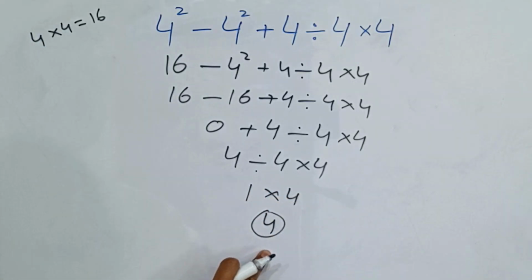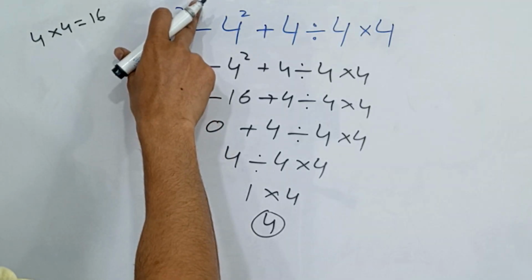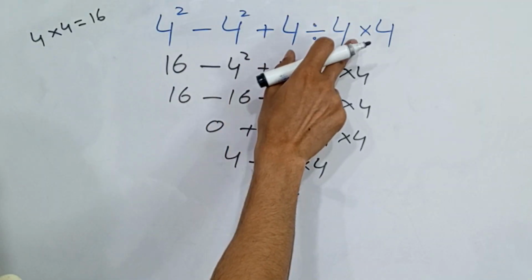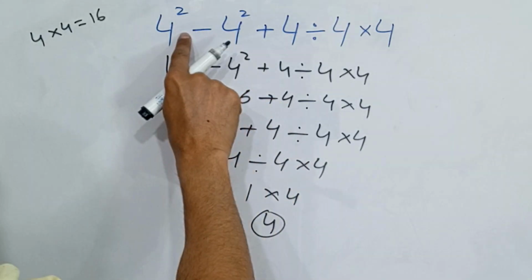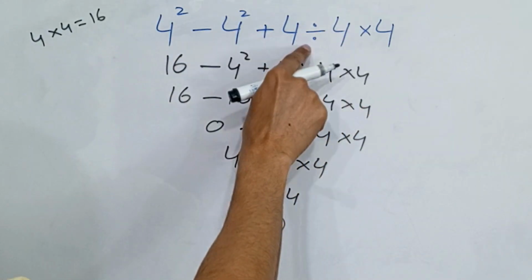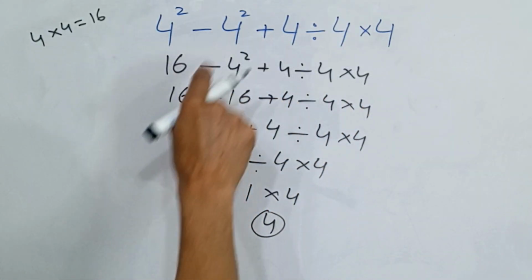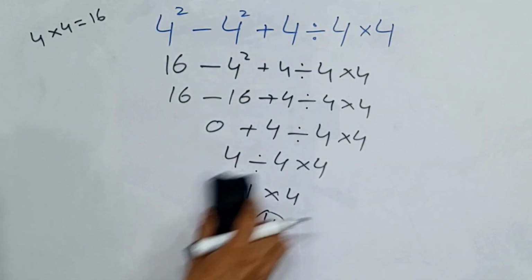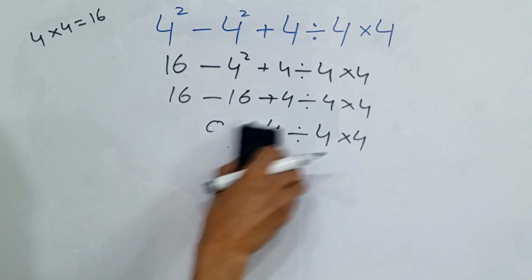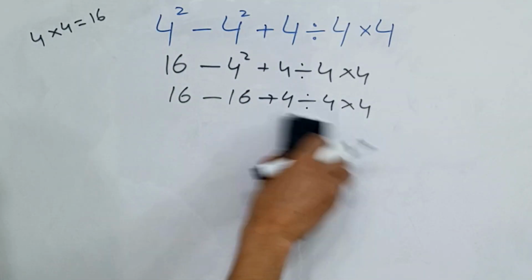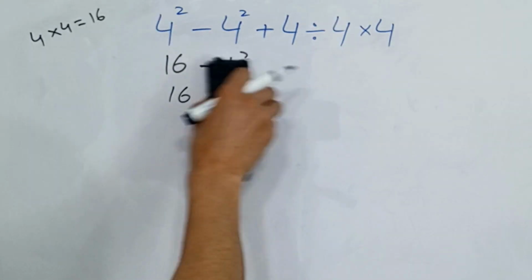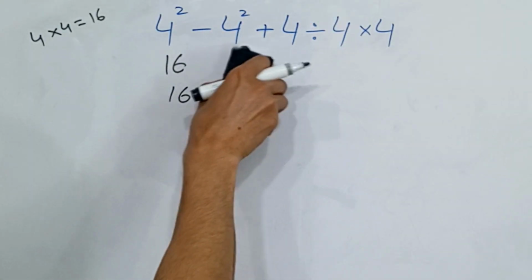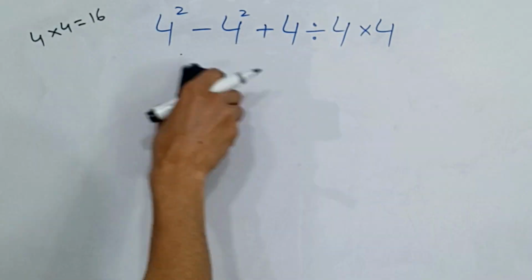But this is wrong. Why? Because exponent must be done before addition and subtraction and multiplication and division. After the exponent, multiplication and division must be done before addition and subtraction. So follow the order of operations. We use PEMDAS rule. Parentheses first, exponents, then multiplication and division, then addition and subtraction.